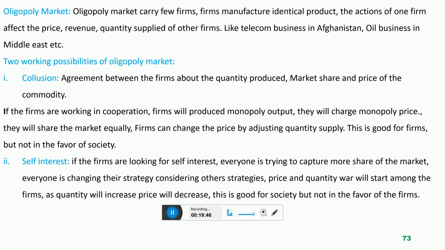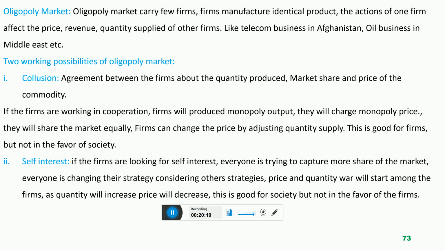So if the company is using this strategy to capture the maximum portion of the bazaar, the company is thinking that I will use advanced technology to reduce the cost per unit. I have more budget, more trained labor, good engineers, good technology. I can produce more at low cost and I will decrease the price and sell more. Why? To earn more profit. Looking for self-interest. So the other companies will also follow this strategy.